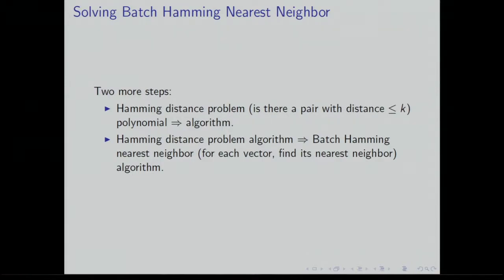Okay, so we now have this nice polynomial for the subproblem, and there are 2 steps left. The first is to get from this polynomial to an algorithm for the Hamming distance problem, which I'll remind you is checking whether there is a pair with distance at most k. The second step is getting from this subproblem to the problem we want to solve, the batch Hamming nearest neighbor problem, where for each of the vectors you want to find its nearest neighbor, which is a seemingly harder problem, I guess. Okay, so let's start with the first one.